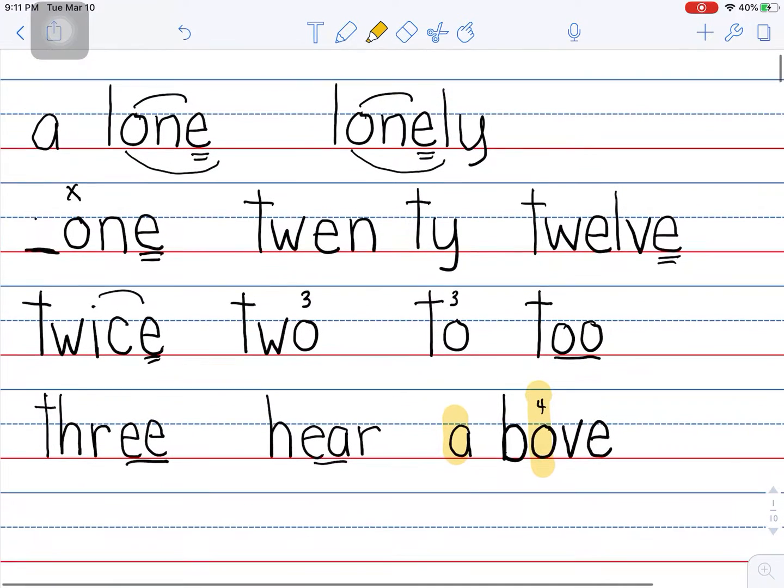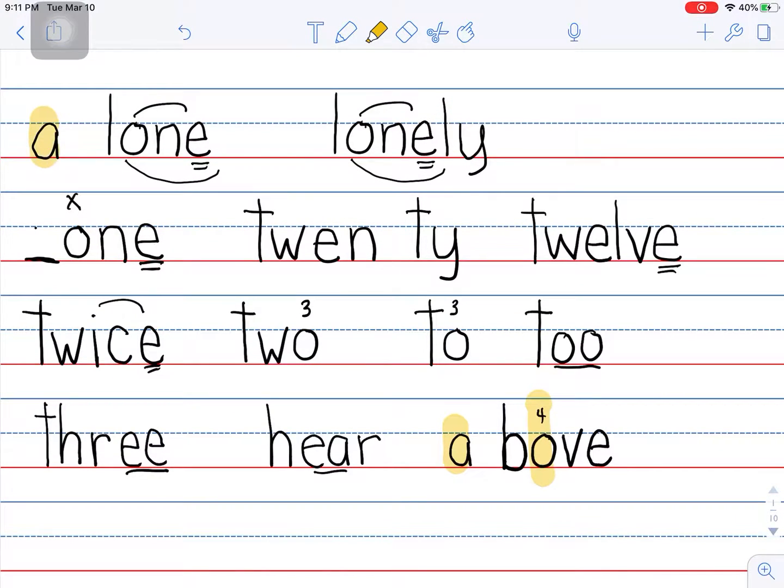Let's go back and look at the tricky parts. Alone, lonely, everything's the way you would expect it to be. One, this part here is just tricky, right? Two, everything is the way you would expect. Twelve, everything's the way you expect, twice. But in the word two, this part here is tricky, right? We don't pronounce the W anymore, and we know that the O can say oo, like in this word, to. I'm going to the store.